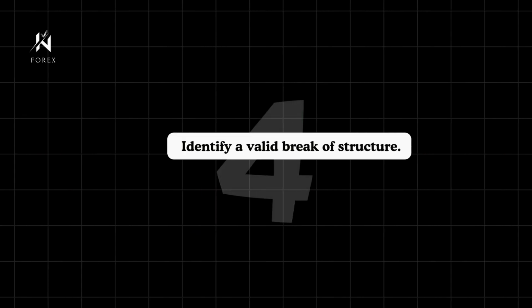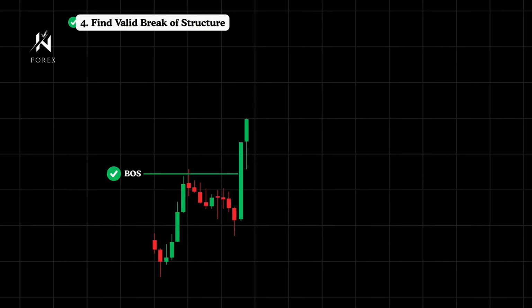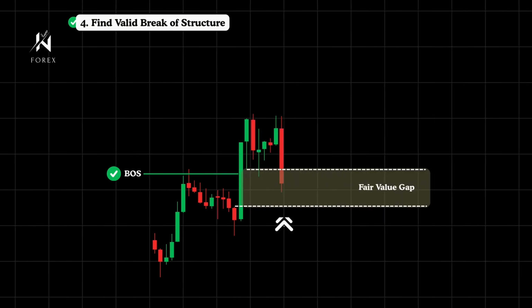Number 4. Identify a valid break of structure. Whenever price moves downward after creating a valid break of structure on the chart, the probability of it bouncing back upward is very high.